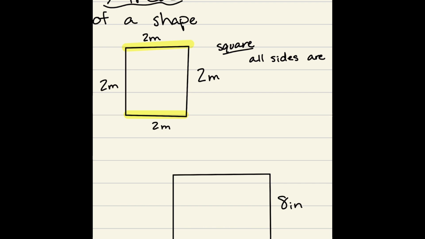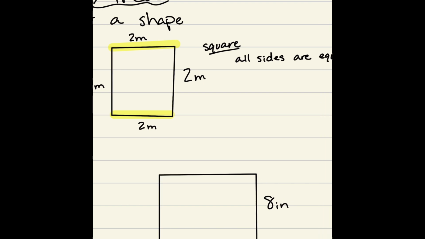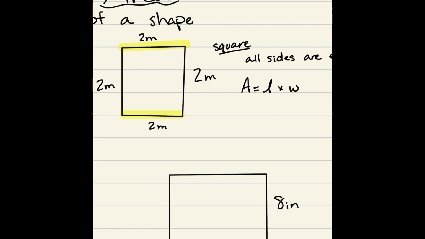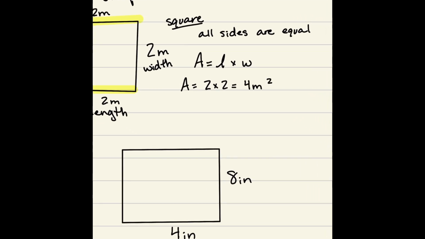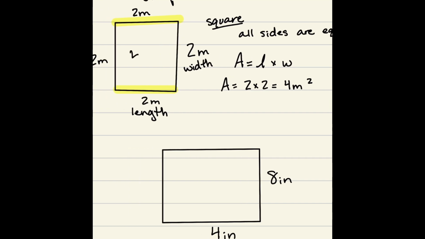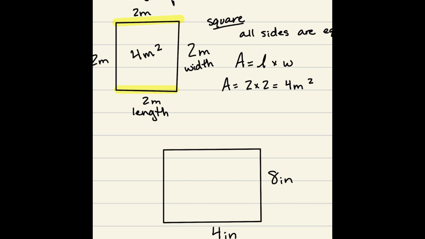So what we can do here to find the area is, once again, multiply our length times our width. I write an L for length and a W for width. You can label these however you want, however you see which one's length and which one's width, but I see this side as length and this side as width. So we can conclude that 2 times 2 is equal to 4 meters squared, meaning that our area is 4 meters squared. What we did was this: 2 times 2 is equal to 4.